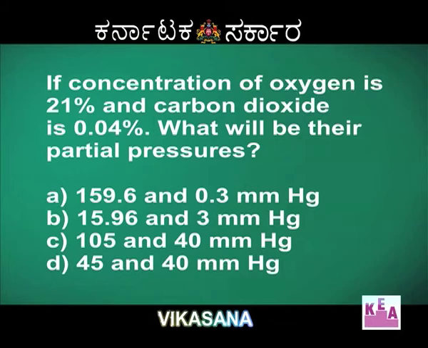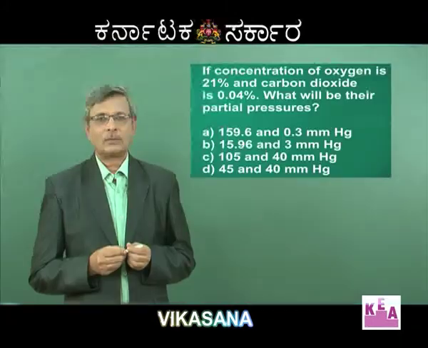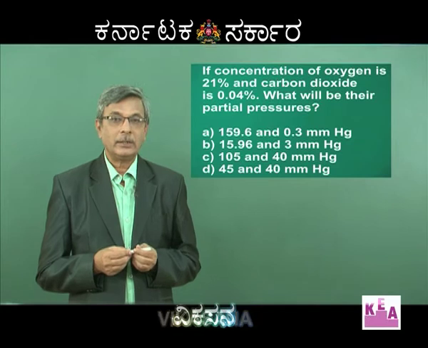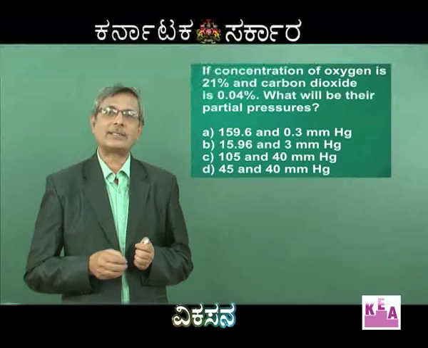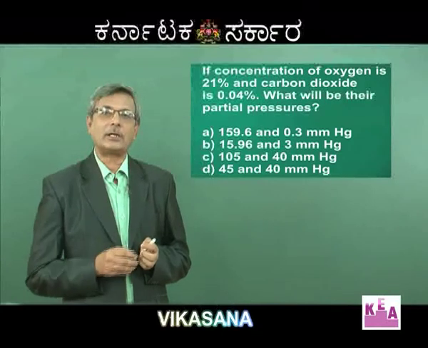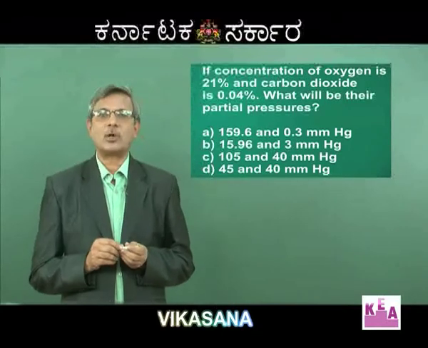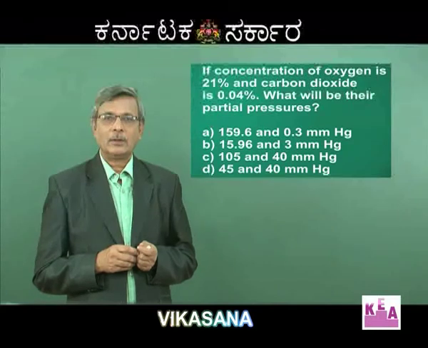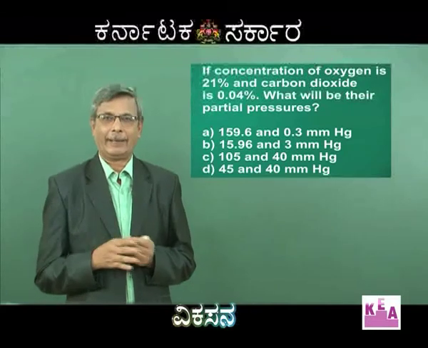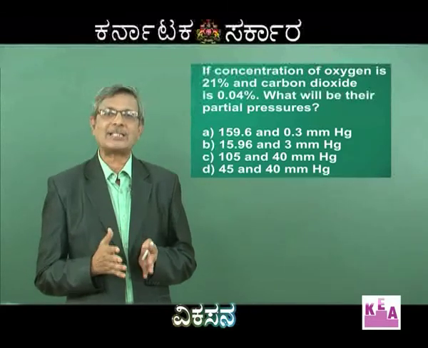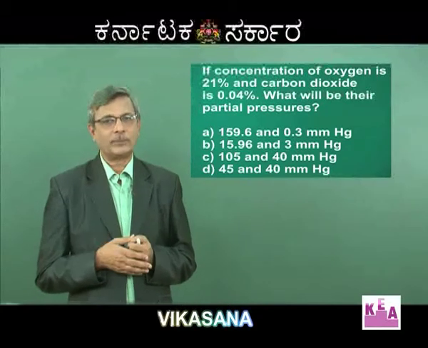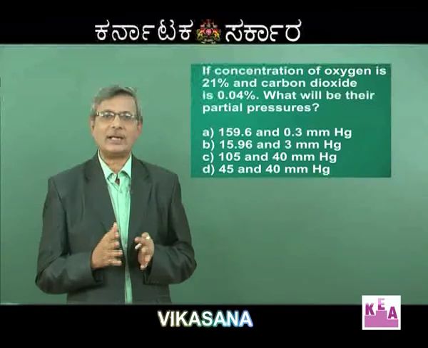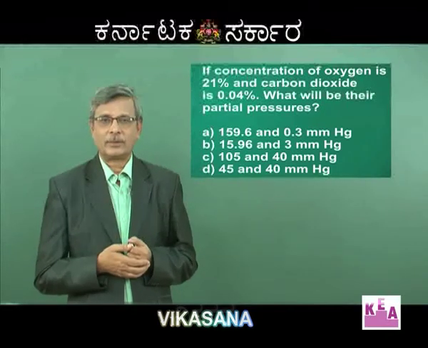First, we should know what is partial pressure. In chemistry you have defined it, and in biology also you have defined it. The pressure exerted by a particular gas in a mixture of gases is called partial pressure. When we take atmospheric air, all the gases present in the atmospheric air together exert a pressure, and that is 760 millimeters mercury.